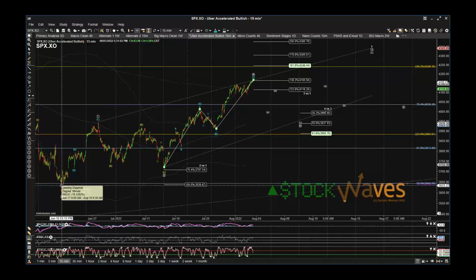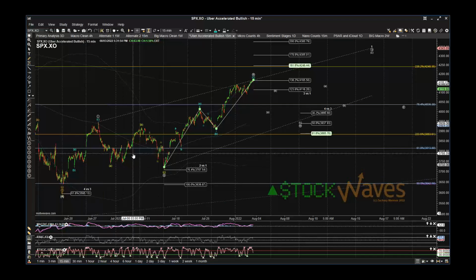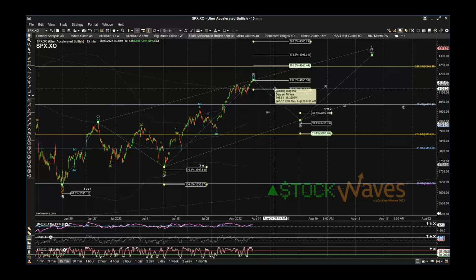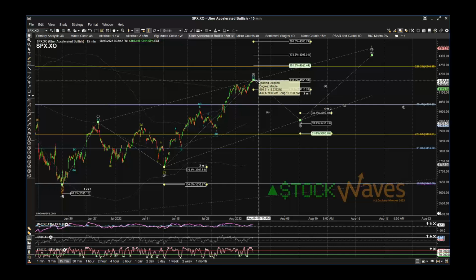So those are the two main approaches to dealing with structure, where you get that initial indication right away with that first ABC move up off the low that you're dealing with a diagonal structure. So within this diagonal structure, we are hitting the 1382 extension of our third wave, which is a very normal fib, not just for a diagonal, but just a very normal fib resistance in general.